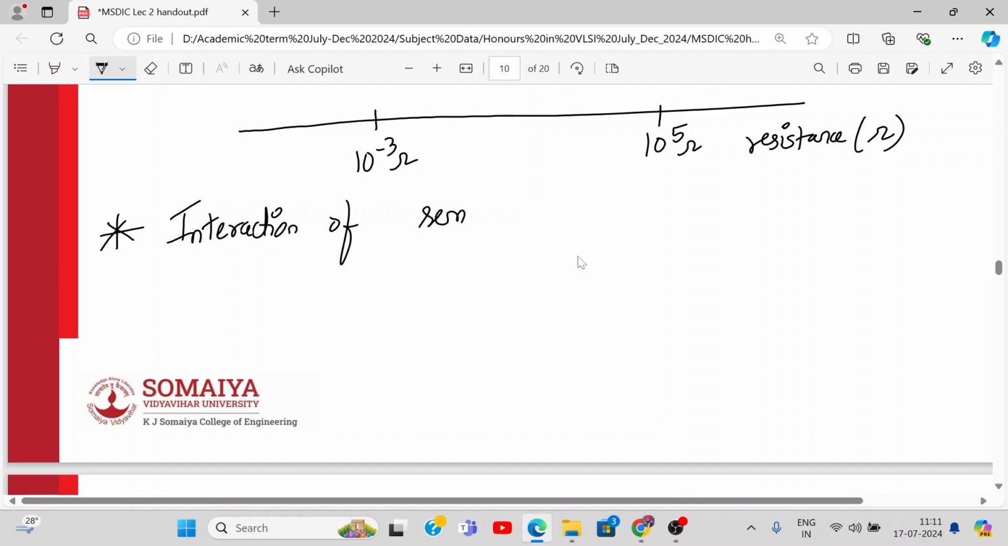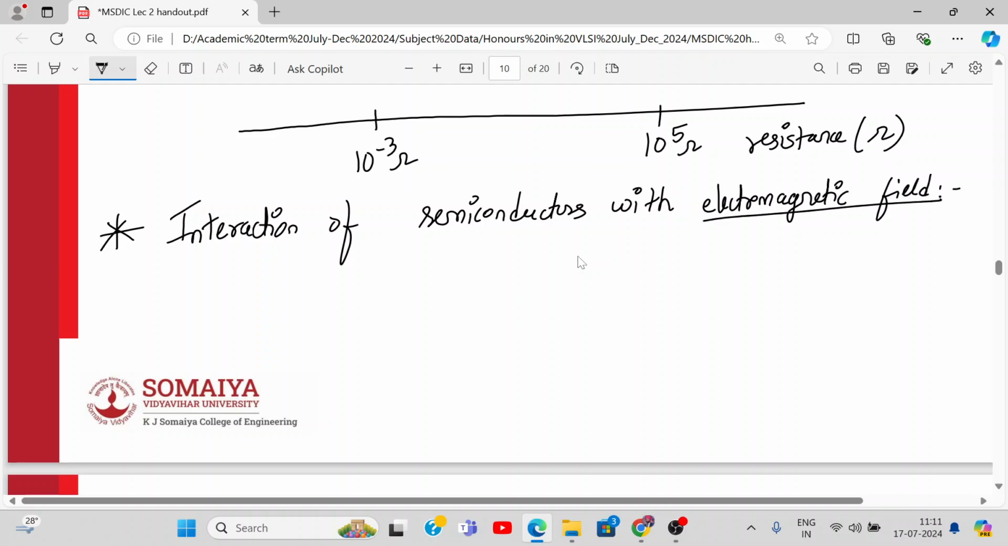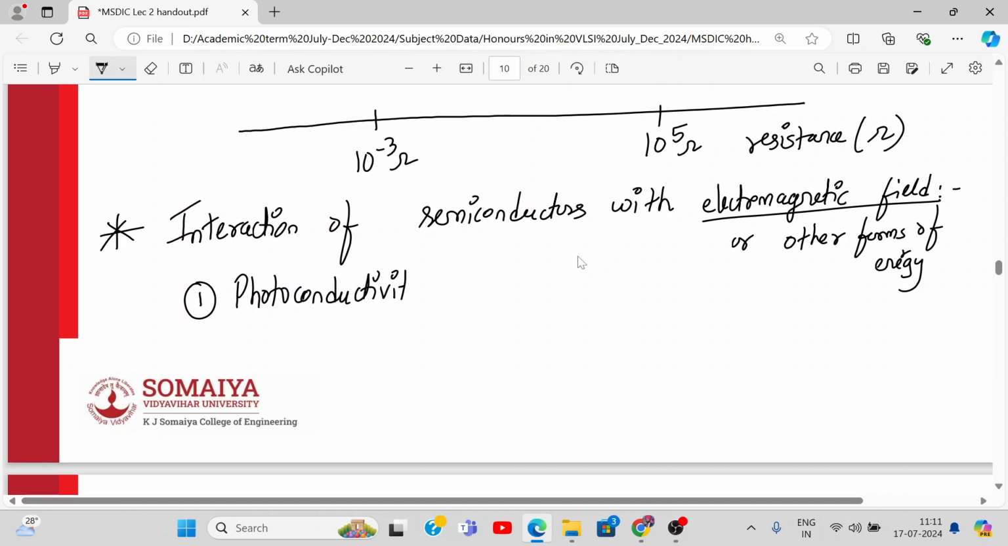the interaction of semiconductors with electromagnetic fields or other forms of energy. Okay. Here the first one we will discuss is photoconductivity, or you can call it photovoltaic.